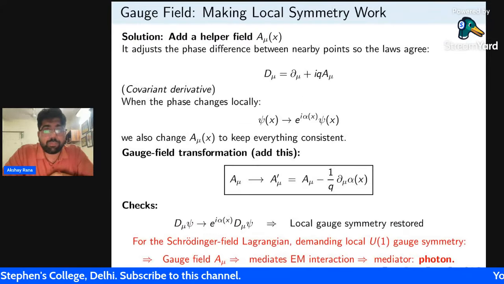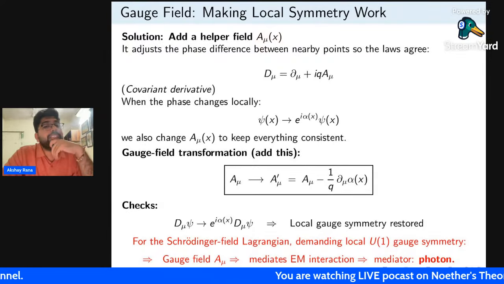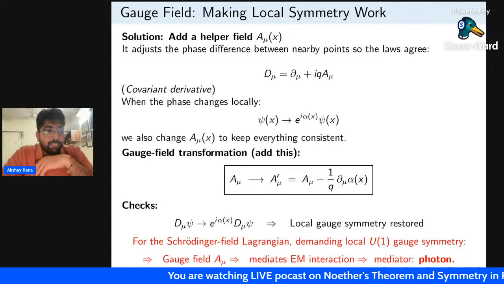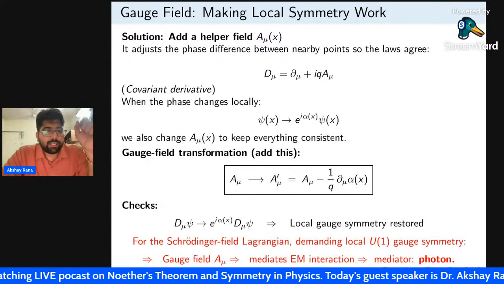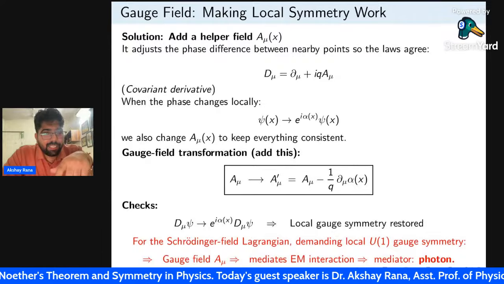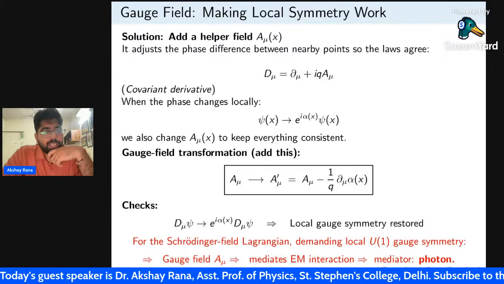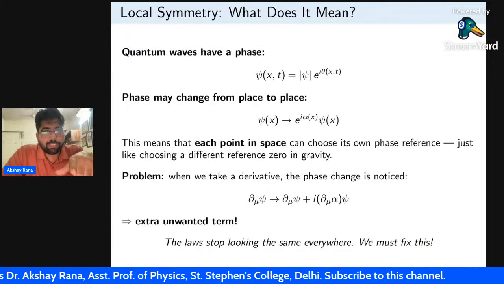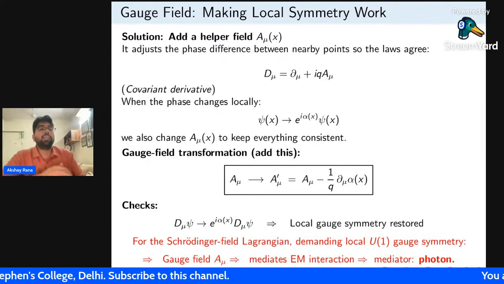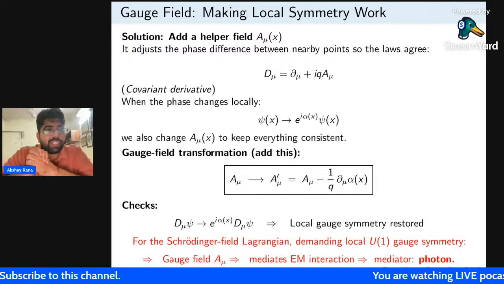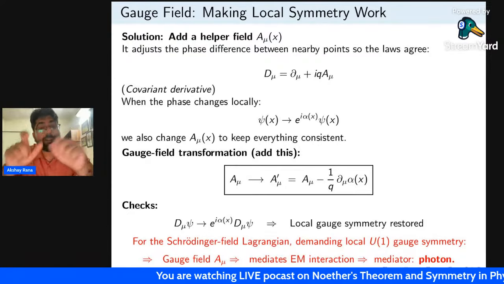I am adding this term, i q A_mu, where A is the vector potential from electromagnetic theory. If I put this, where A is going to transform in this particular form, A_mu minus 1 by q, if you can have a look, and change my transformation, this partial derivative changes into something called the covariant derivative. So this covariant derivative is nothing but a proper partial derivative plus some correction.